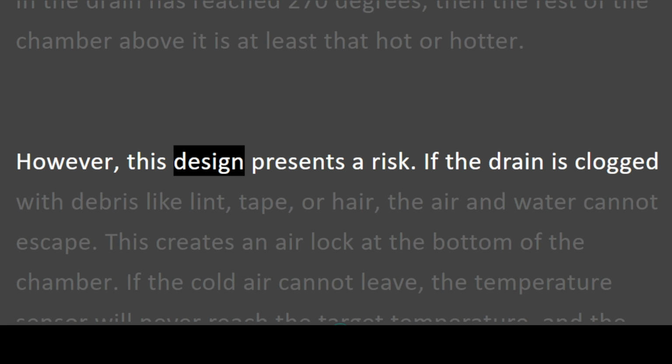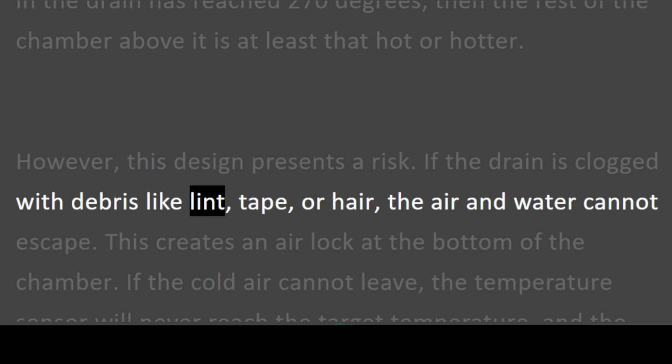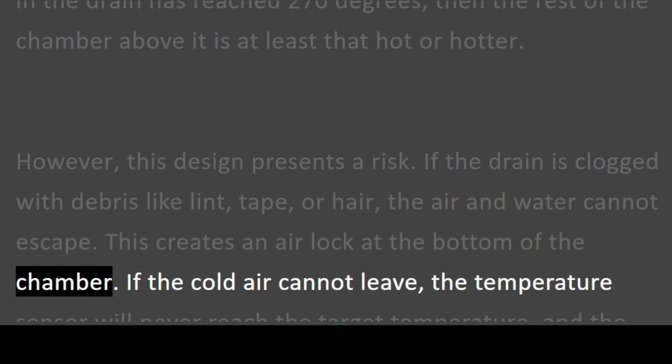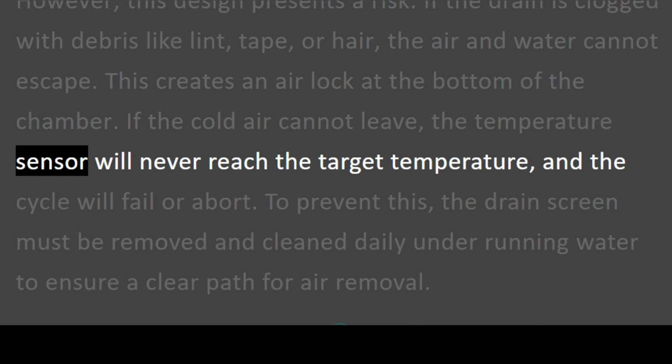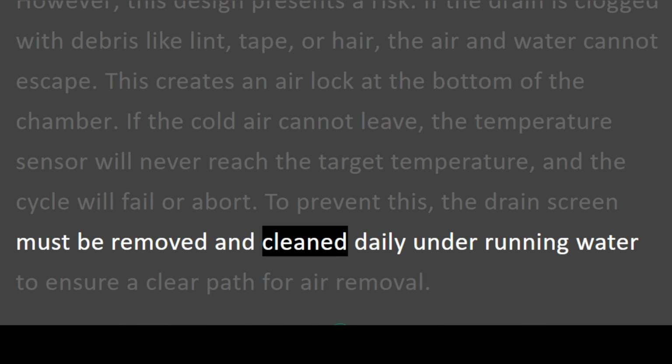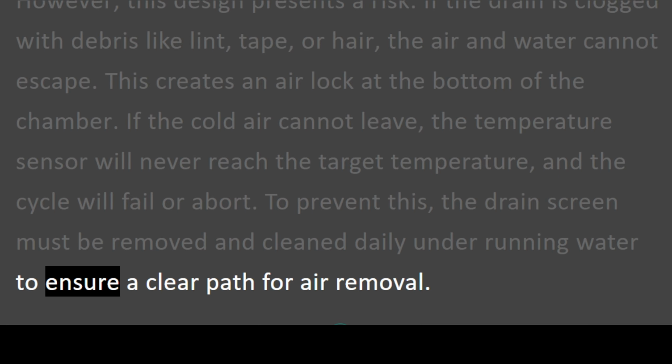However, this design presents a risk. If the drain is clogged with debris like lint, tape, or hair, the air and water cannot escape. This creates an airlock at the bottom of the chamber. If the cold air cannot leave, the temperature sensor will never reach the target temperature, and the cycle will fail or abort. To prevent this, the drain screen must be removed and cleaned daily under running water to ensure a clear path for air removal.